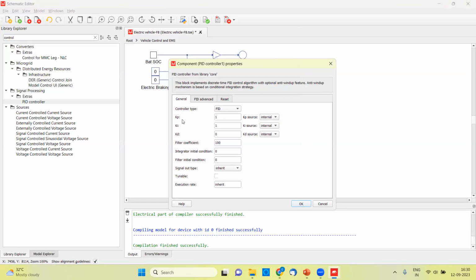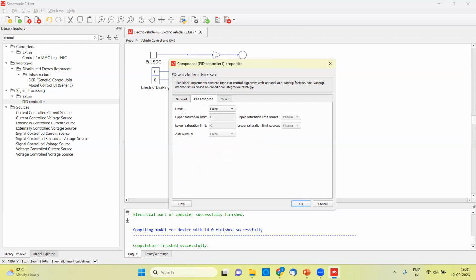In this, we often provide the values of Kp as well as Ki. The value as well as the source can be provided externally, or you can provide it through SCADA. You can tune the Kp and Ki values as well as the Kd value. Now, if we talk about the filter coefficient, we have a fixed coefficient value. We can also provide the integrator initial condition and the filter initial condition. Then we can choose what kind of signal output we want, whether real, integer or undefined, and the execution rate. If we talk about advanced, there is the option of limit.